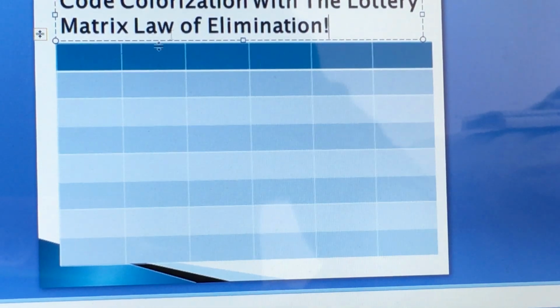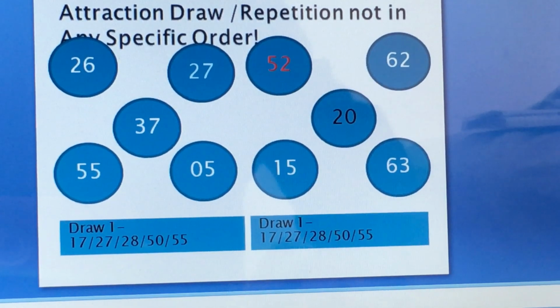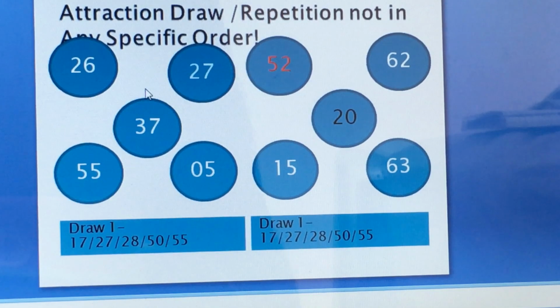And let's recap how it's done. Remember, in the lottery matrix law of opposite attraction, as you can see, 26, 27, 37, 55, and 5 were from draw number 1. Using the law of opposite attraction, it opposite attracts those numbers. And for draw number 1, you get 17, 27, 28, 50, 55, which would be your starting point using the law of opposite attraction, law of repetition, law of mirror numbers, law of elimination, and law of the mega ball.